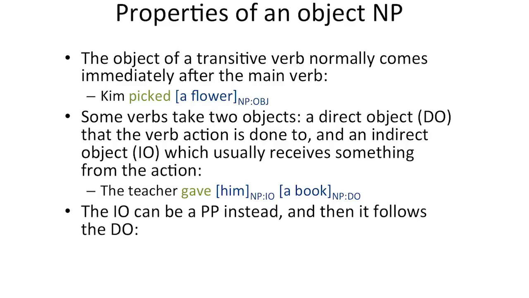The indirect object, but not the direct object, can be a prepositional phrase instead of a noun phrase. And in that case, it comes after the direct object instead of coming before it. Kim gave a flower, direct object, to the teacher, indirect object.